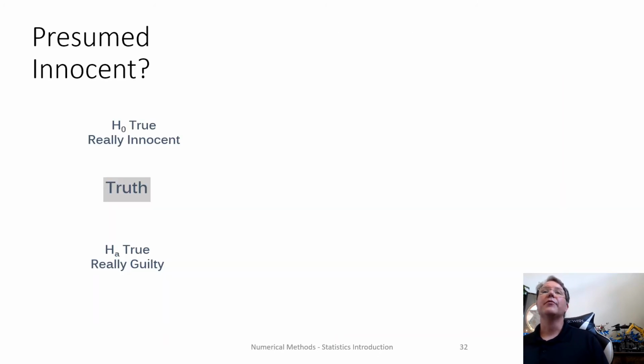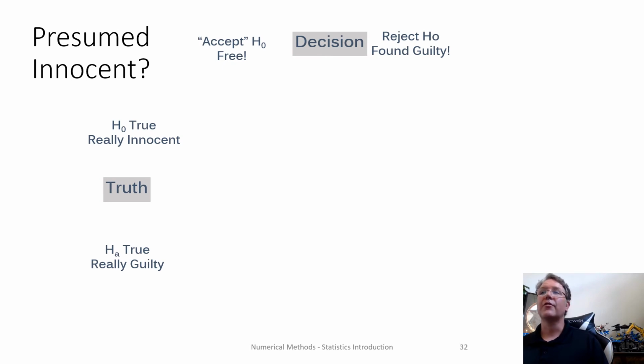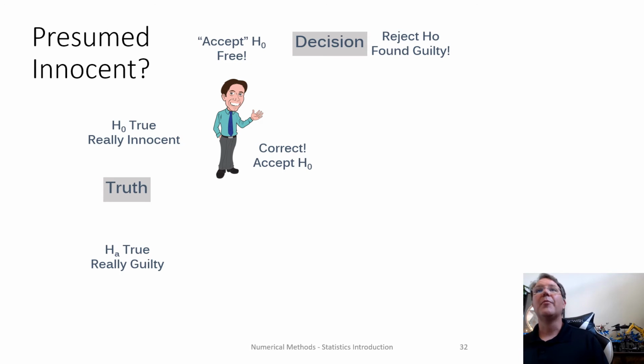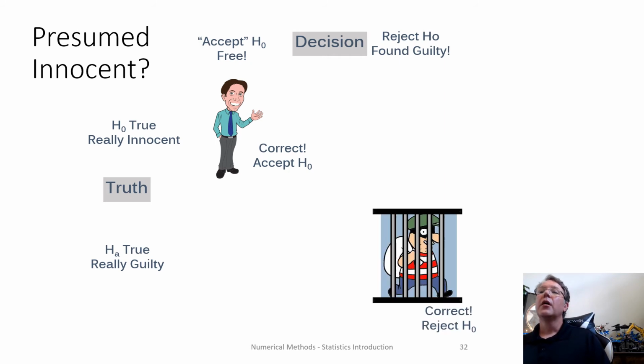So one of the examples I like to talk about is, if you're trying to judge somebody guilty or innocent, and you either accept or reject them. So the null hypothesis is that you presume they're innocent, so you let them free. The correct alternative, if you have enough evidence, enough data, you can reject the null hypothesis and find them guilty, and that's good if they're actually guilty.